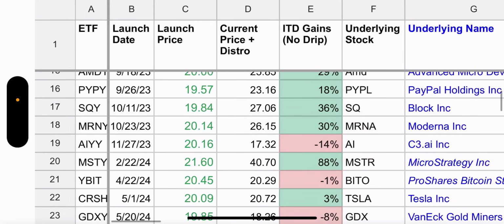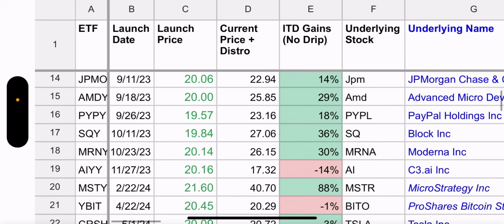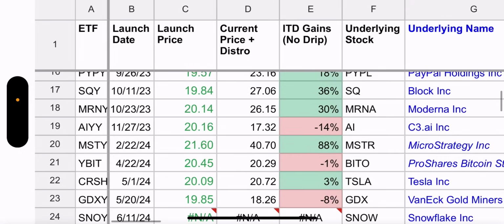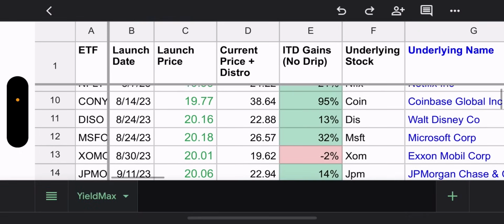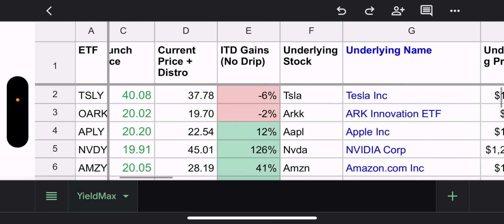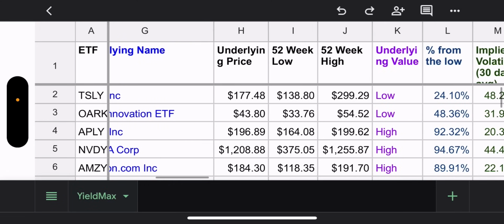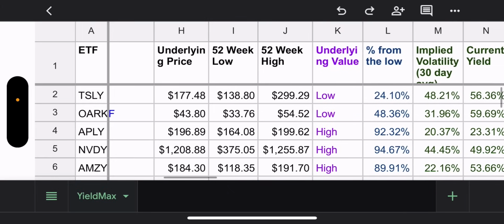And by the way, YieldMax for this month, they're cut off at MSTY still, but the following month they should have YBIT. They're not going to have CRSH, and GDXY will probably be the month after that. Because they won't add any of these to YieldMax until that individual ETF actually made a payment, okay? All right, so that's the update on the YieldMax funds, historical performance, and other information.